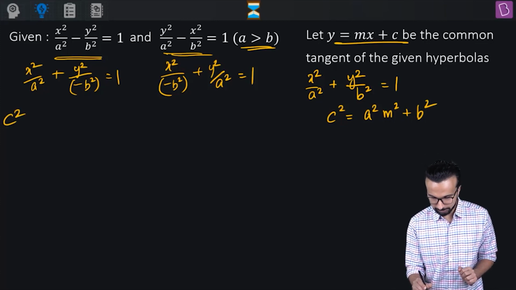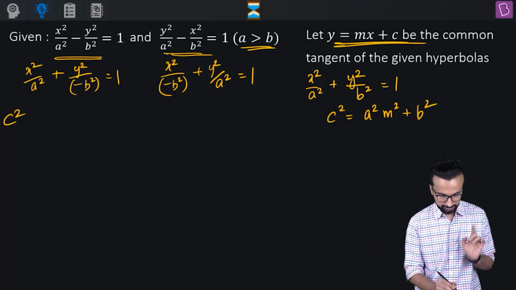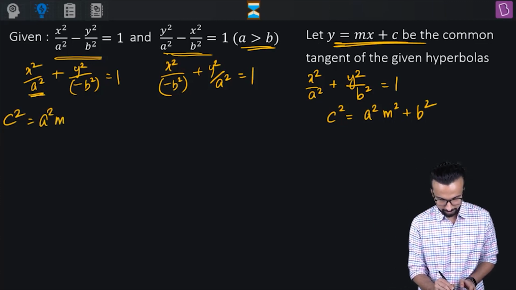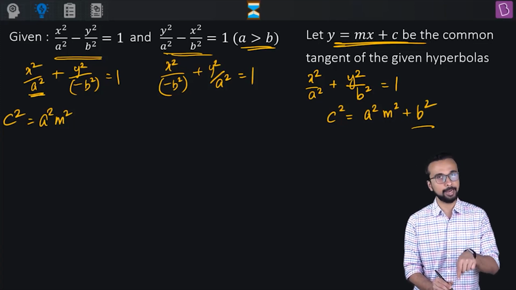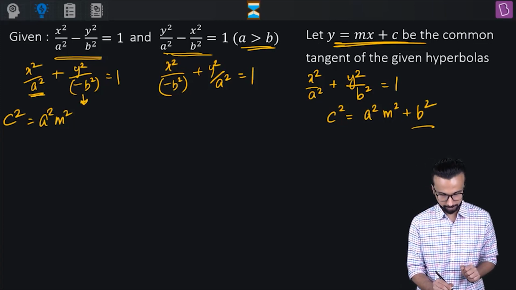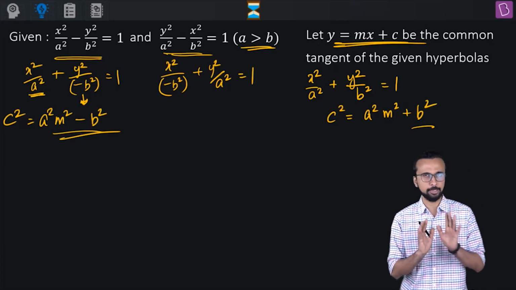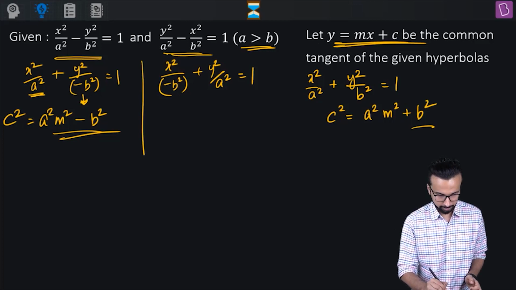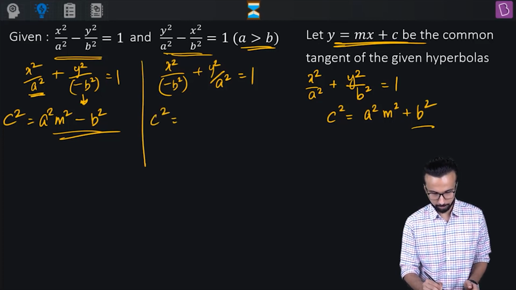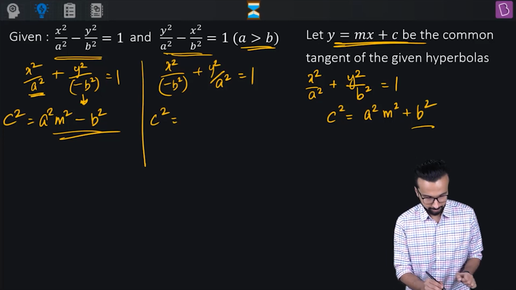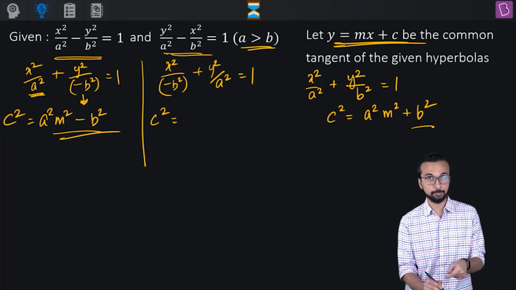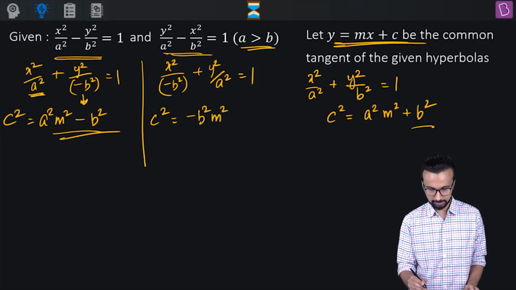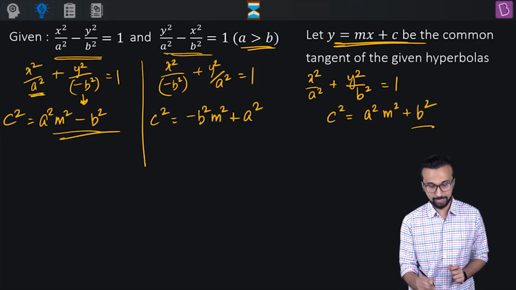So y equal to mx plus c is the common tangent. The condition for the first hyperbola would be c square equal to a square m square, and instead of plus b square, you bring in minus b square from here: a square m square minus b square. We already knew this. Let's apply the same approach to the second hyperbola. c square equals, instead of a square, I'll write minus b square from the denominator of x square, so it becomes minus b square into m square, plus the denominator of y square, which is a square.